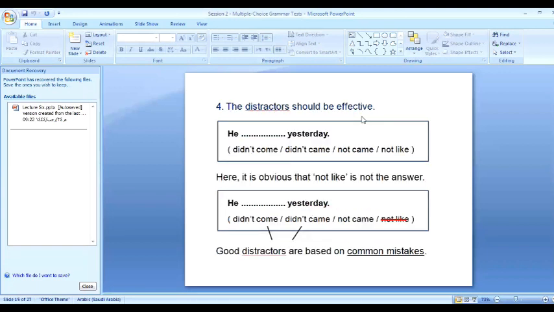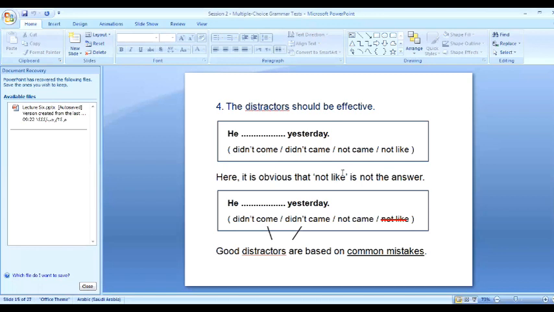Number 4, the distractors should be effective. The distractors should be effective. He yesterday. He didn't come. He didn't came. Not came. Not like. So here it is obvious that not like is not the answer.